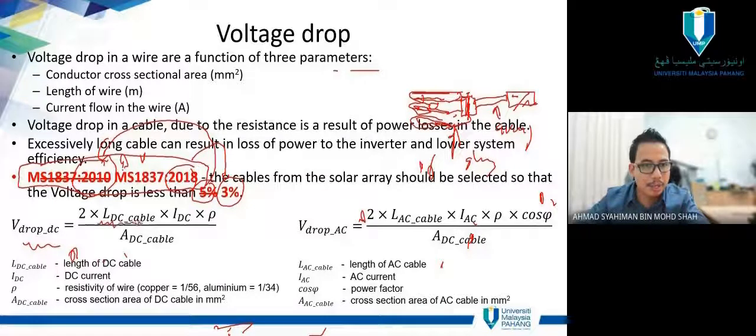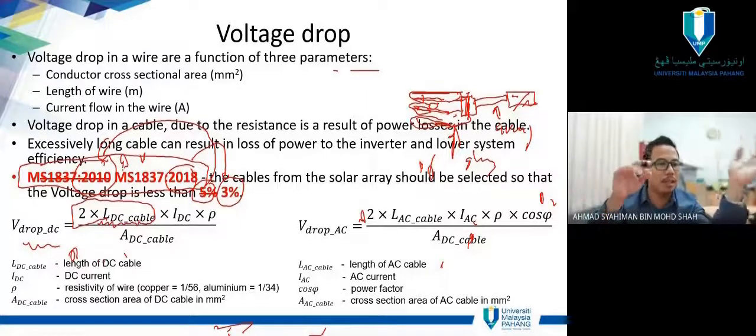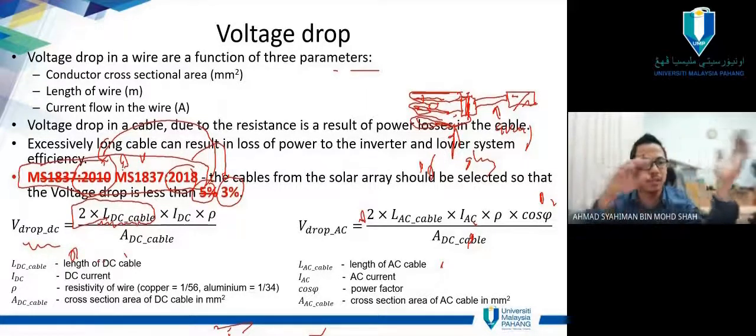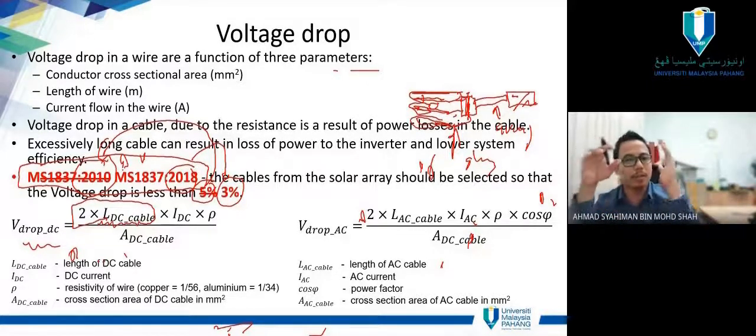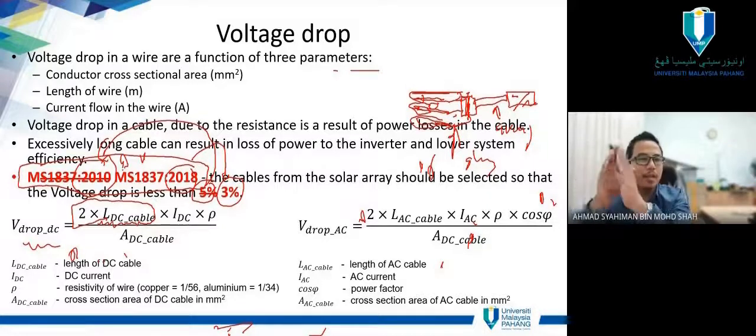DC cable still the same. 2 multiply with DC cable. 2 multiply with the length between the module to the inverter. Okay, module to the inverter. Kalau untuk string cable tadi tu, mungkin module sampai combiner box. Okay, module sampai combiner box. And then combiner box sampai ke inverter. Yang tadi, soalan tadi tu kita anggap sama je lah. Satu je. Okay. Alright. So itu akan membezakan dia lah.